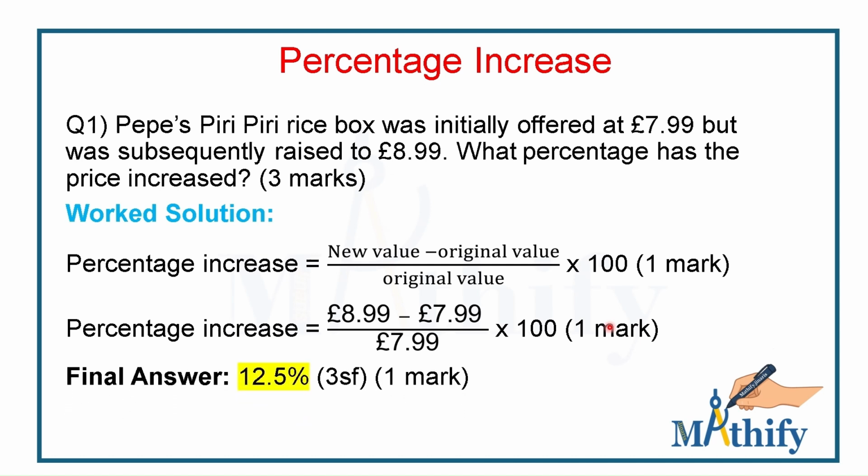To get the final mark, if we put this in our calculator, that will give us our final answer of 12.5% to 3 significant figures. These are your 3 marks secured.